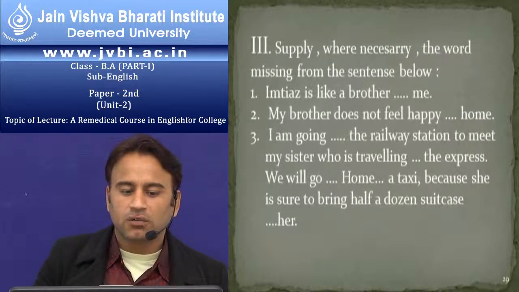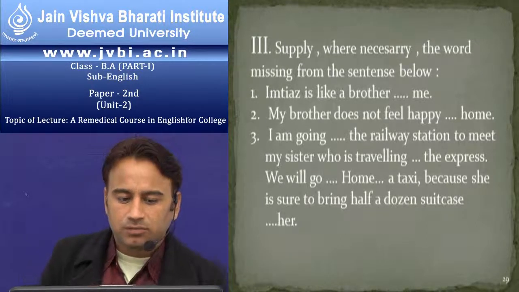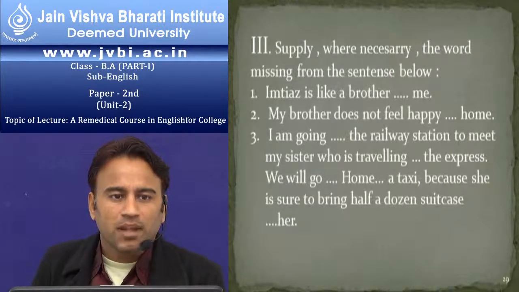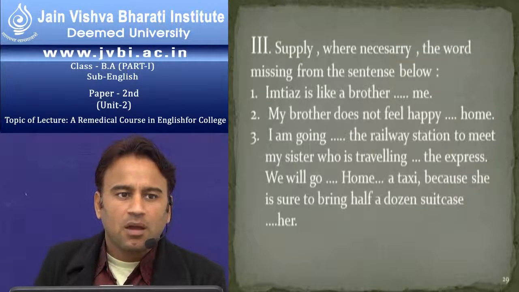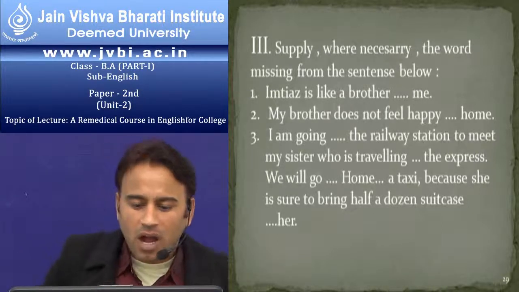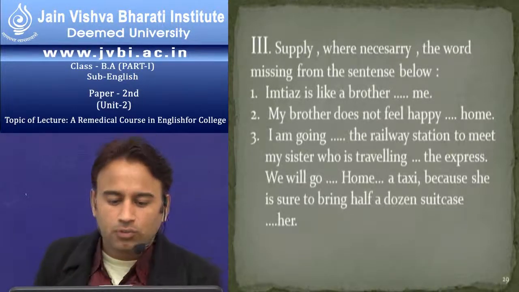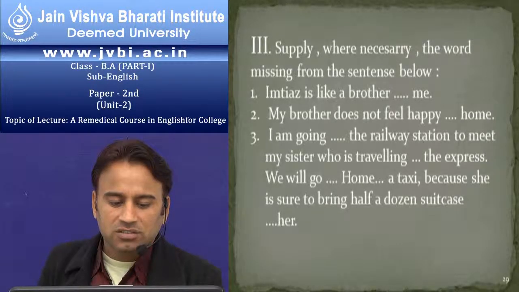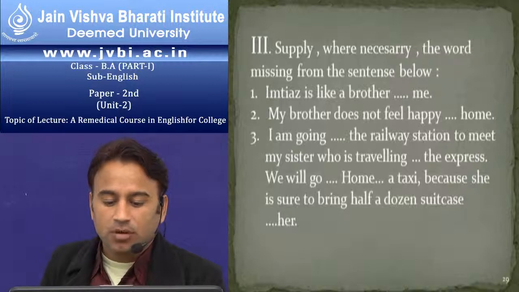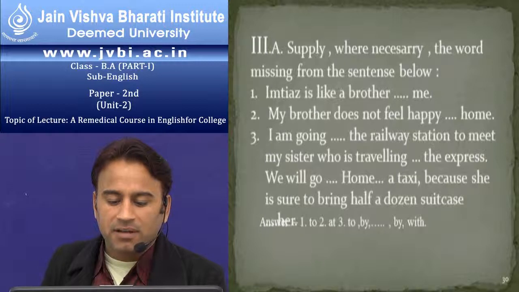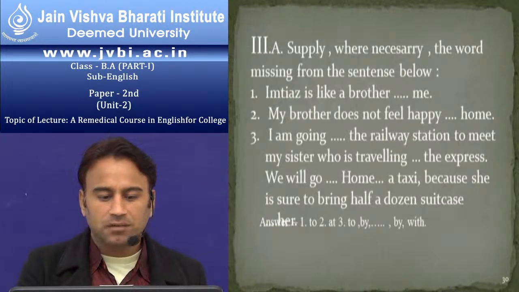Supply where necessary the word missing from the sentences below. Imtiaz is like a brother to me. Here the preposition to is missing. My brother does not feel happy at home. I am going to the railway station to meet my sister who is traveling by the express, and we will go home by a taxi because she is sure to bring half a dozen suitcases with her.